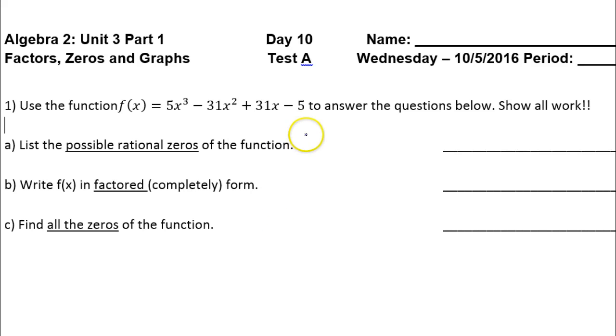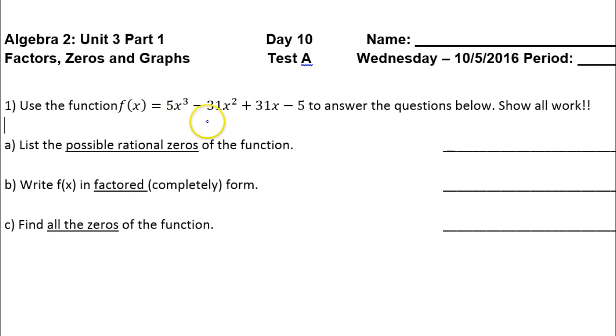Alright, in this video we are going to find the possible zeros of this function. Not the actual zeros, but the possible zeros according to the rational zero theorem. Then we're going to factor it completely and write it in factored form. And then we will find the actual zeros of the function.